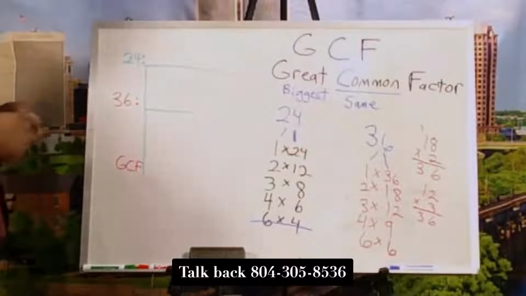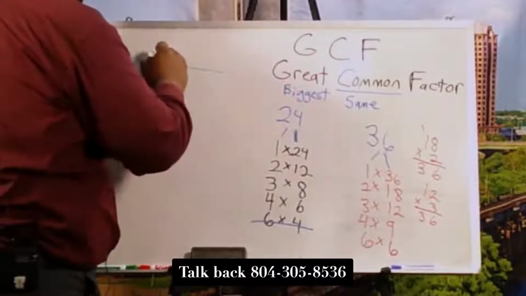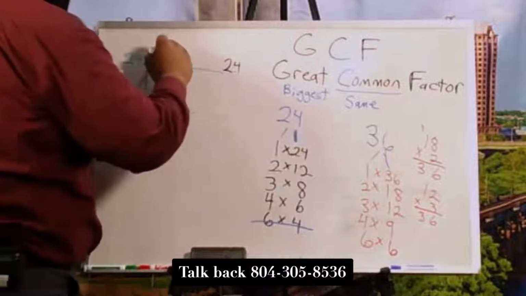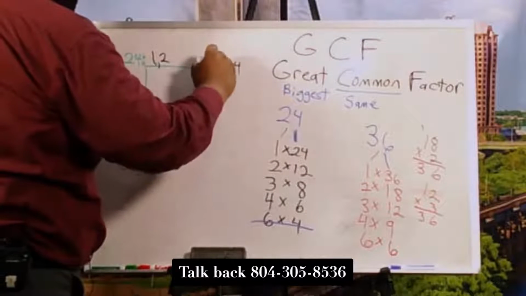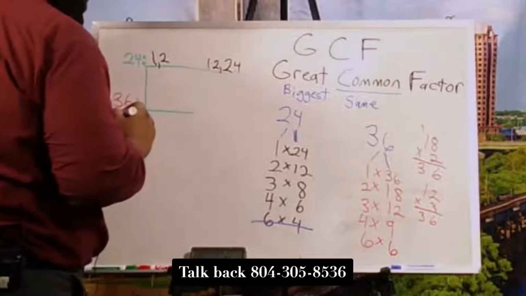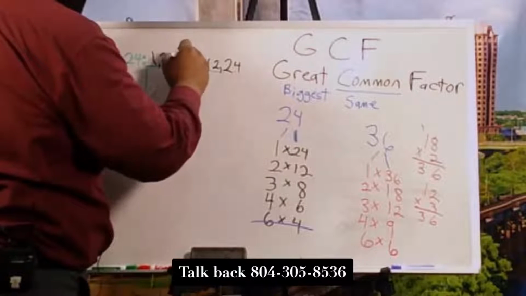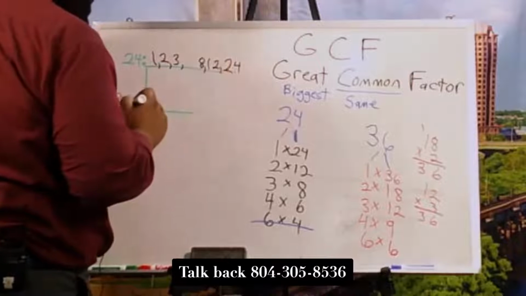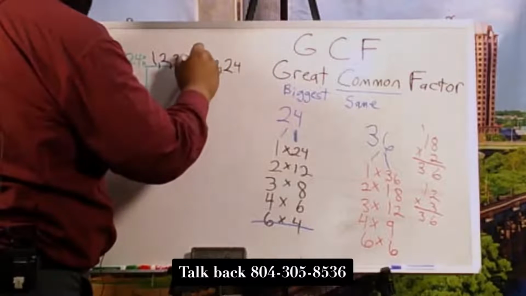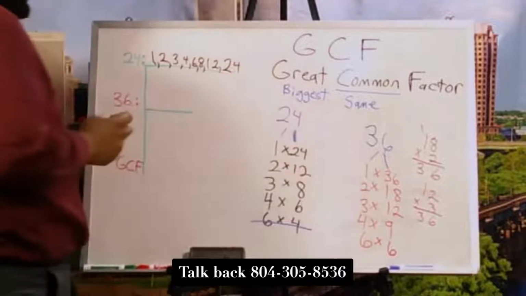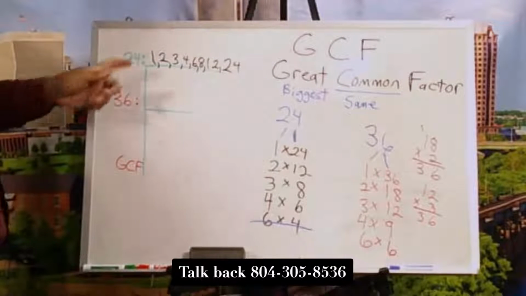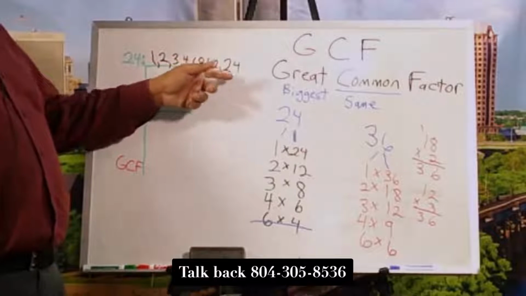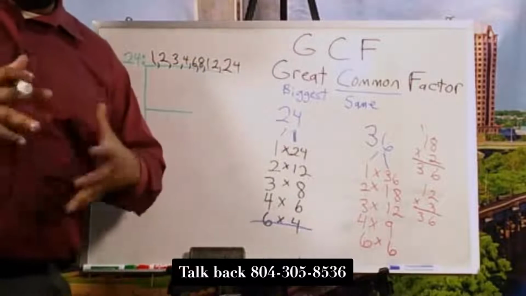So our goal is this. What gave us 24? 1 and 24. 2 and 12. 3 and 8. 4 and 6. So all we did was just put them in order: 1, 2, 3, 4, 6, 8, 12, then 24. That just helps out when we take a look at the order.